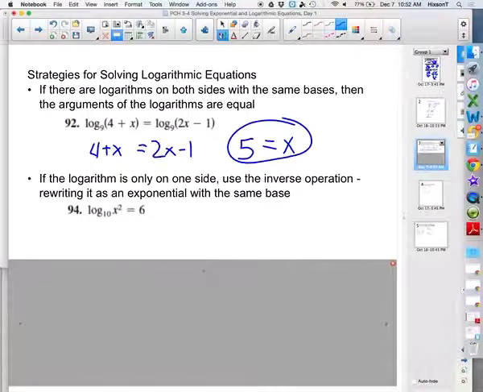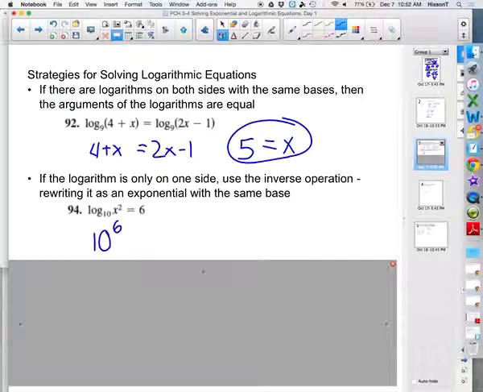Second case, if the logarithm's only on one side, again, we're going to use the inverse operation and write it as an exponential. Notice how these two parallel what we just said about exponentials. If it's only on one side, use the inverse operation. Rewrite it as an exponential with the same base. So we could rewrite this equation, log base 10 of x squared equals 6, as what? 10 to the 6th equals x squared.